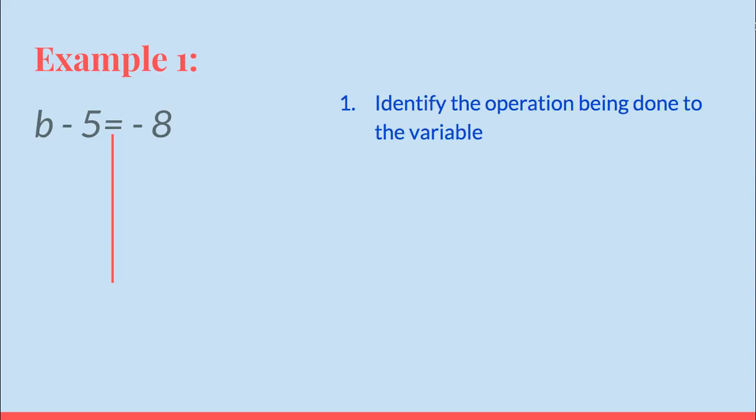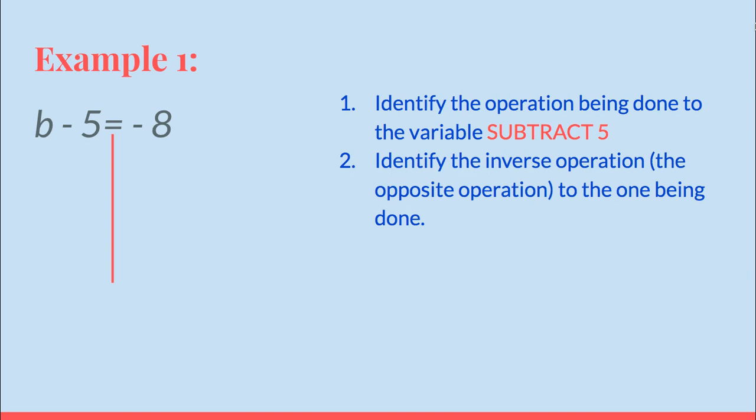So my first step says I need to identify the operation being done to the variable. So remember, my variable is b. What is being done to the b? And I've got a minus 5, so it's b minus 5. The operation being done is subtract 5. My second step is to identify what is the opposite of subtracting 5. The opposite of subtracting 5 would be to add 5. So I'm going to go ahead and add 5.